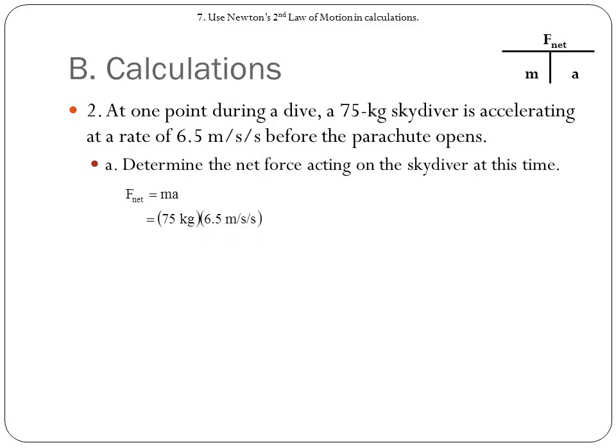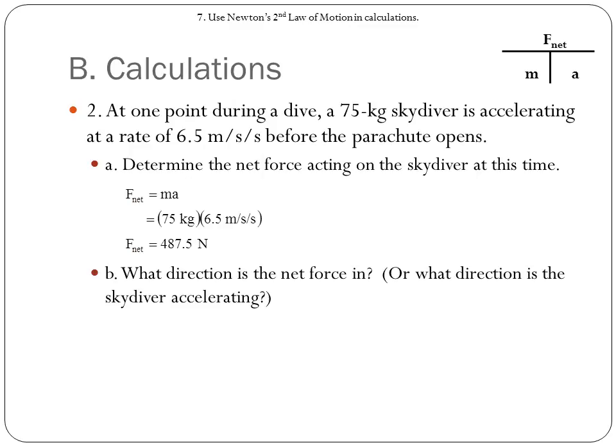And I want you to think about the units there for a second. What unit will we get for our answer? If you consider the previous slide, you'll remember that a newton we said was the same thing as a kilogram times a meter per second per second. And that's exactly what we're going to have here, so our unit will be the newton. 75 times 6.5 is 487.5, and our unit is the newton. So the net force acting on the skydiver is 487.5 newtons.